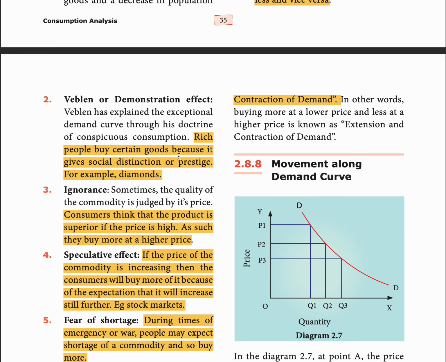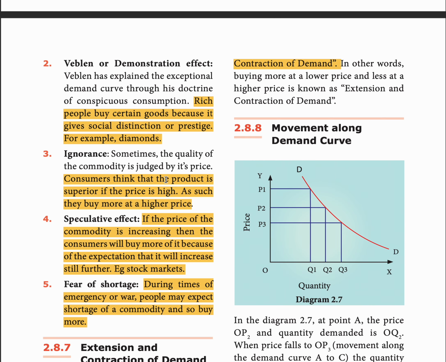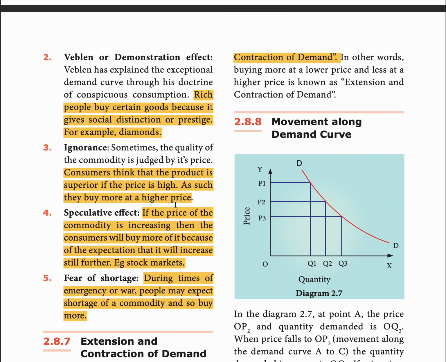Rich people buy certain goods because it gives social distinction or prestige. For example, suppose the price of diamonds increases, it does not mean that demand will decrease, because rich people buy those things because it gives them social distinction or prestige. After this, ignorance: consumers think that a product is superior if the price is high, as such they buy more at a higher price.